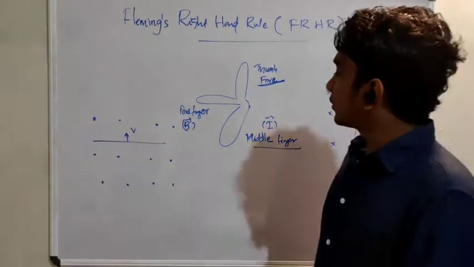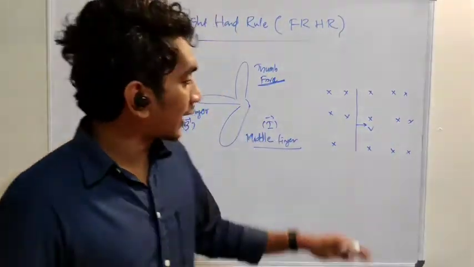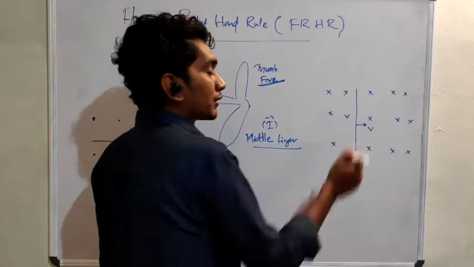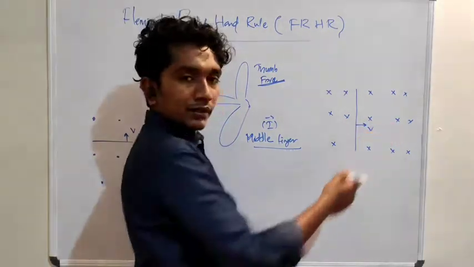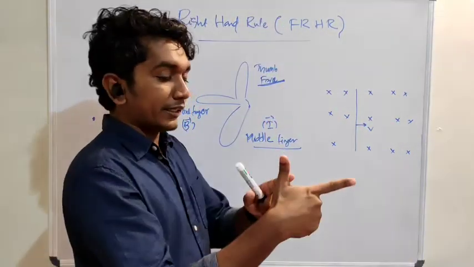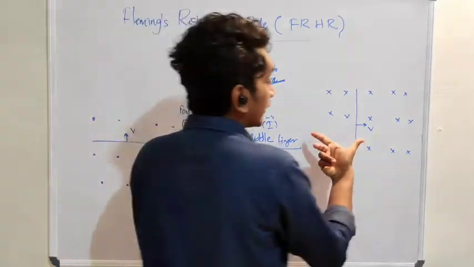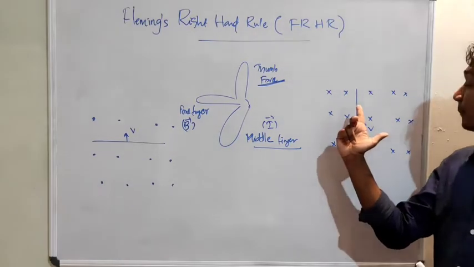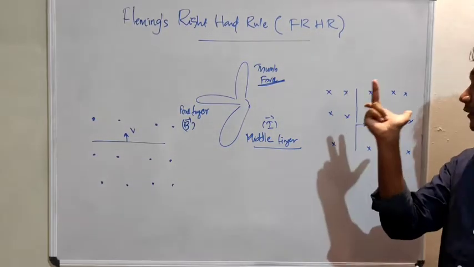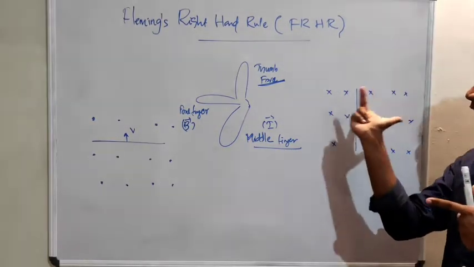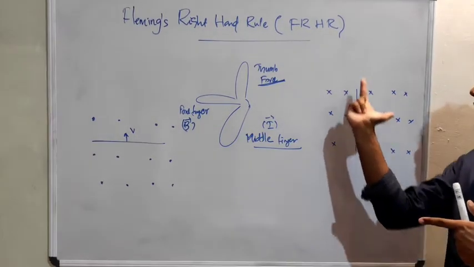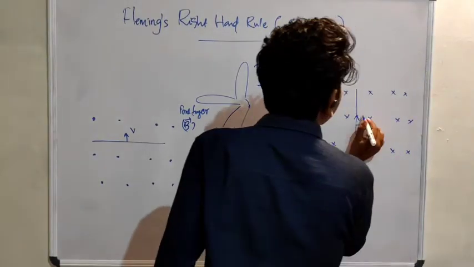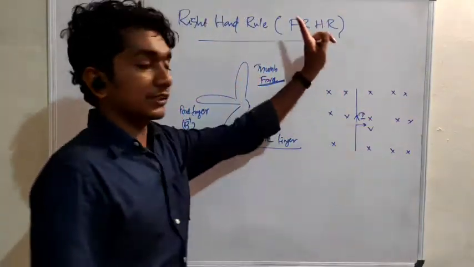Now let me give you two examples. There are two examples I have given here. Look at this: here velocity is in this direction, and the magnetic field is into the paper. So I would like to take it as FBI. F is in this direction. What about B? B is into the paper, my forefinger into the paper. What about I? I is in this direction, in the upward direction.